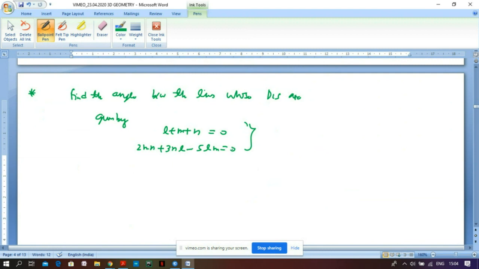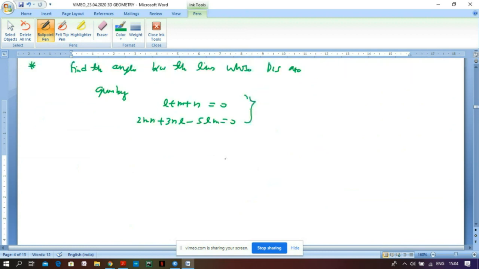Sometimes they also ask you to find the lines themselves in more-than-one-choice-correct questions, or otherwise you can always be asked this kind of thing. So this has a good method. What we do is we first of all eliminate one variable, say any one out of L, M, and N. So let's suppose that I eliminate N between the two equations.